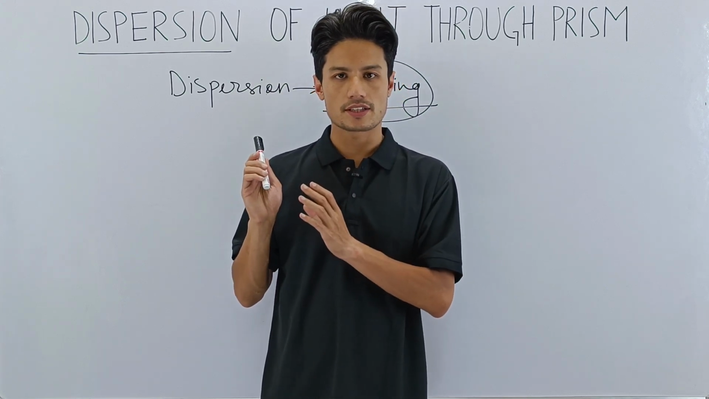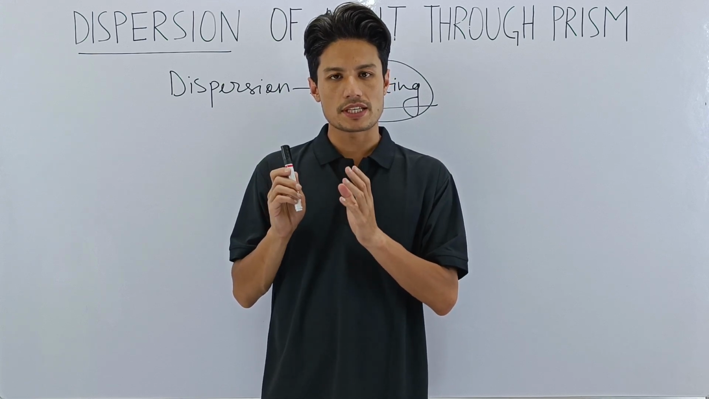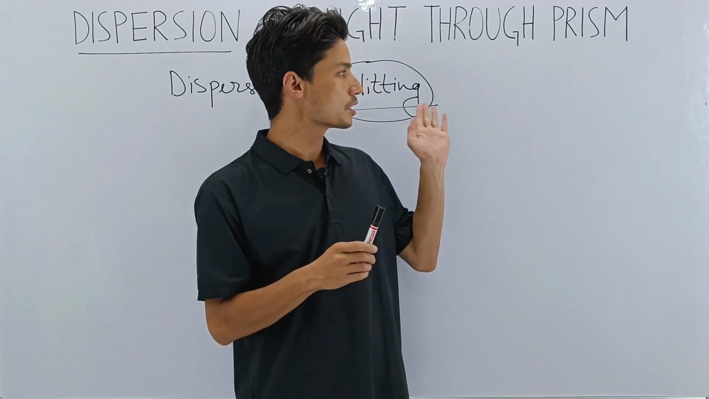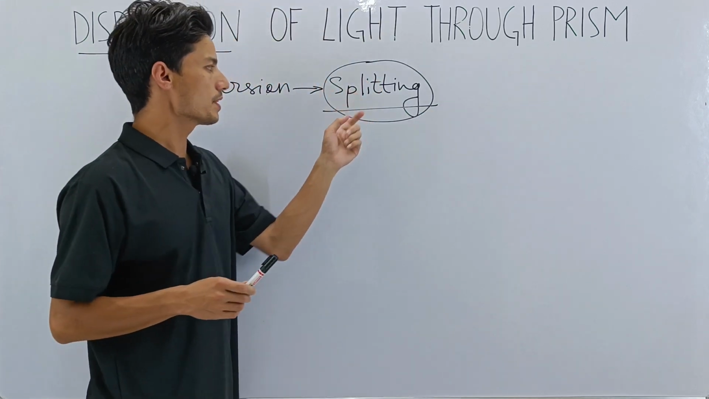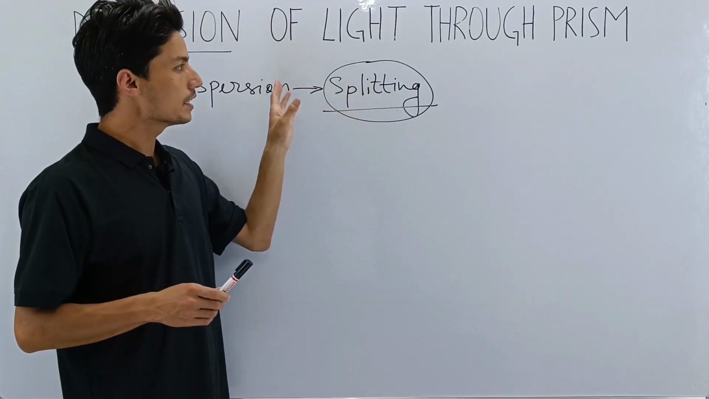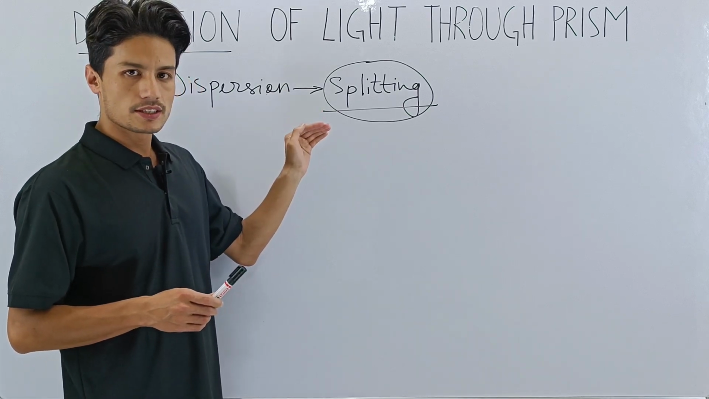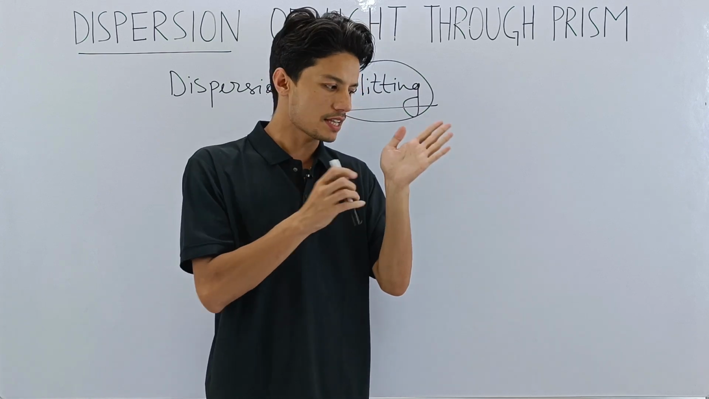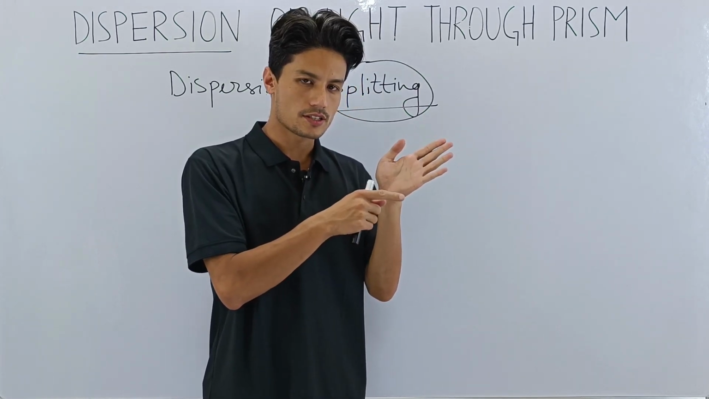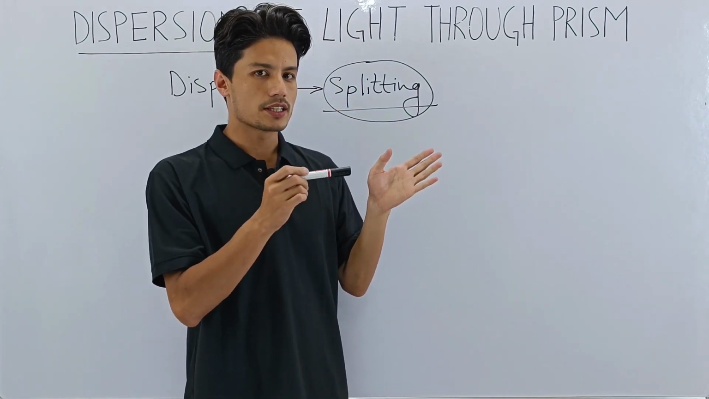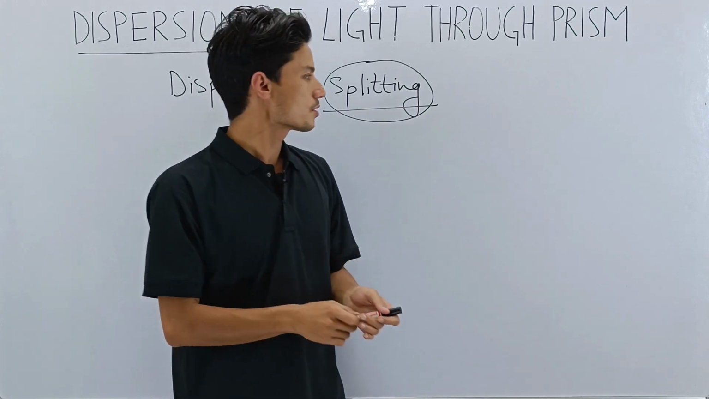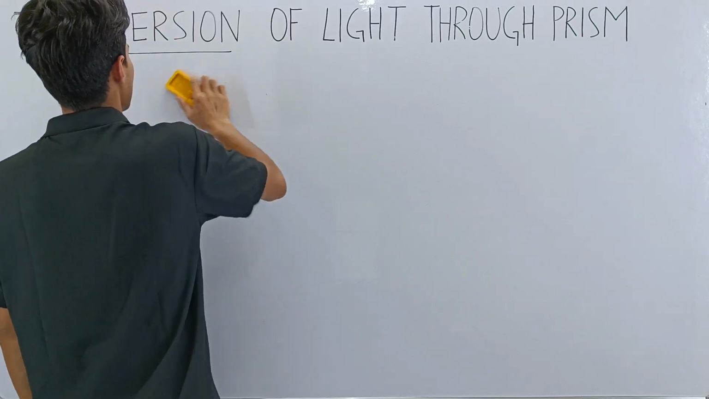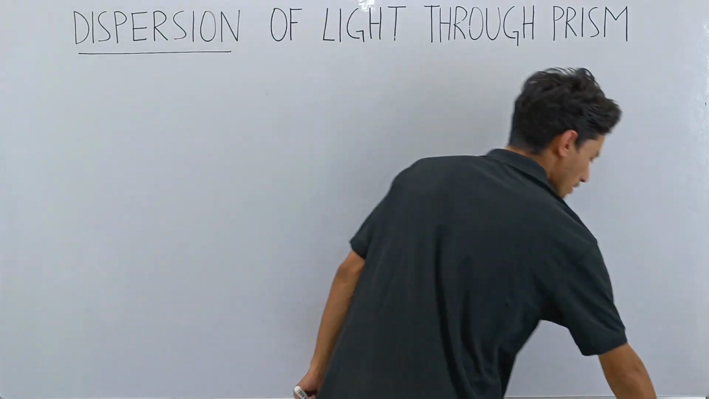In terms of light, we say dispersion. Splitting is dispersion only. So dispersion of light means splitting of light. In this topic, we will be learning how a single ray of light splits into 7 different colors. This is what we will learn in this topic. So let us continue the discussion further.